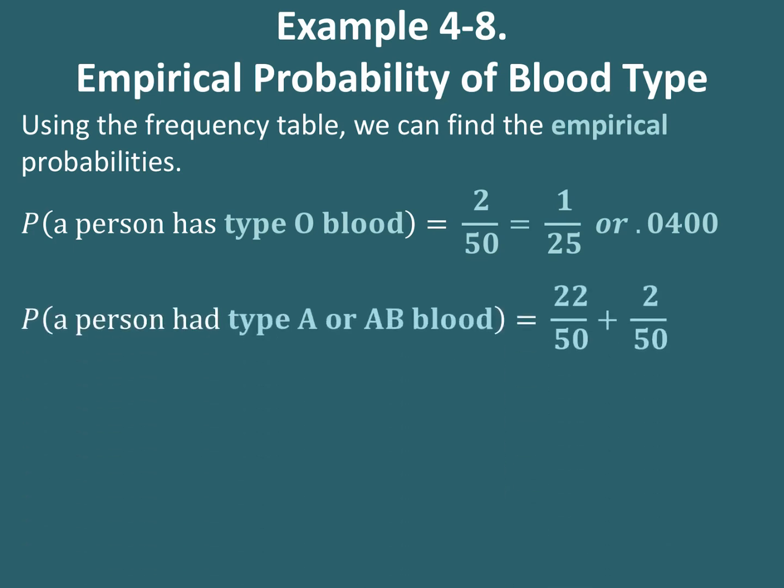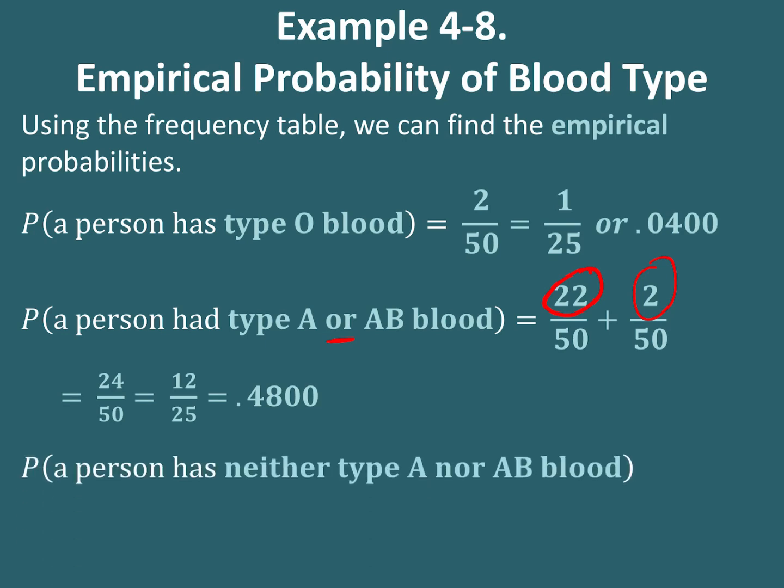The probability that a person had type A or AB blood, in this case, you take the people that had type A blood, add it to how many people had type AB blood, and here we get 24 out of 50, which reduces to 12 out of 25, or 0.48. Notice here that we added the probabilities based on the word or here.